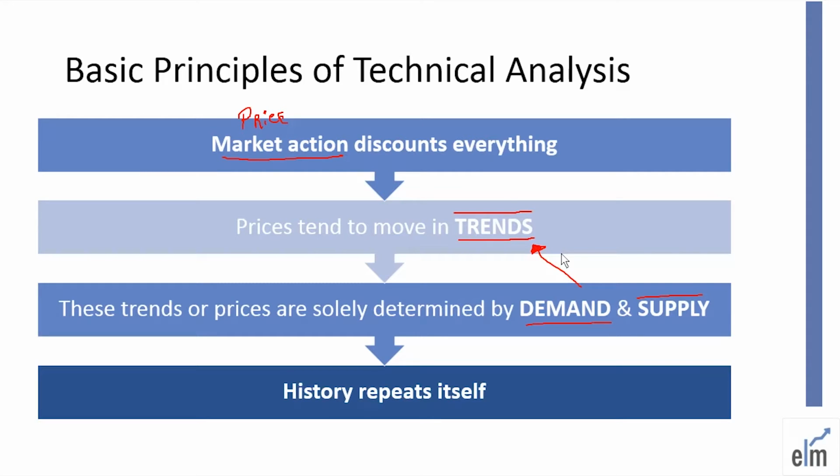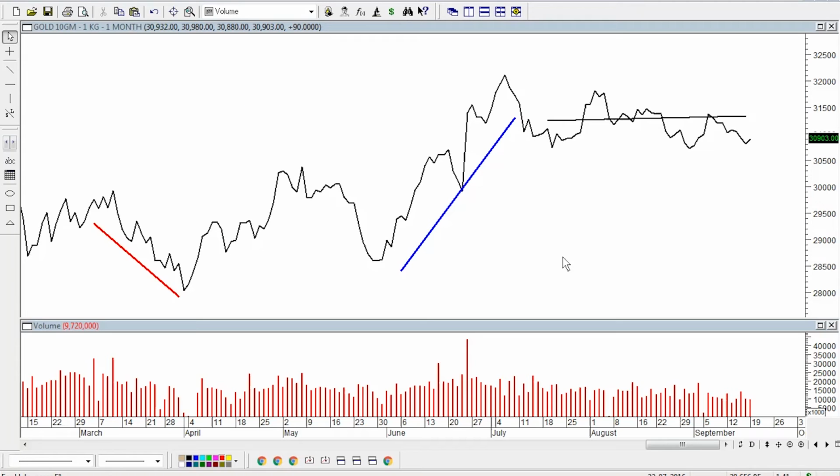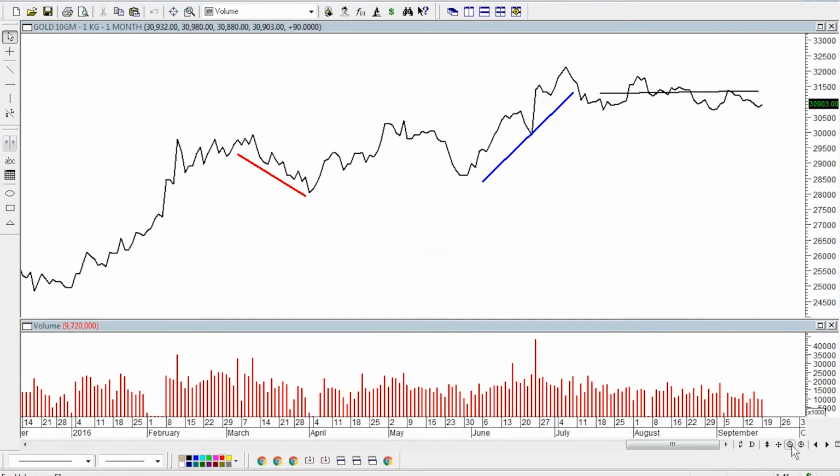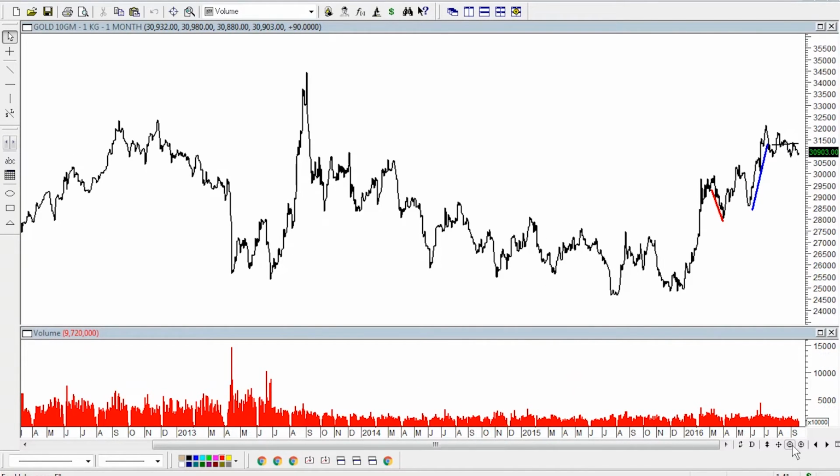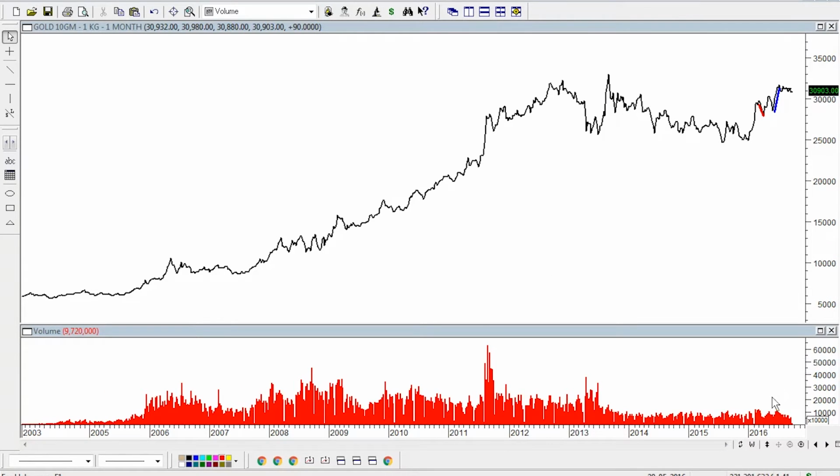The fourth principle of technical analysis is history repeats itself. As you can see in any chart of gold or any other asset class, you would find that there is some degree of cyclicality, that prices tend to rally, correct, halt, rally, correct, and it goes on. So history tends to repeat itself, and various asset classes, various markets have their own cycles which uncannily tend to repeat year after year.